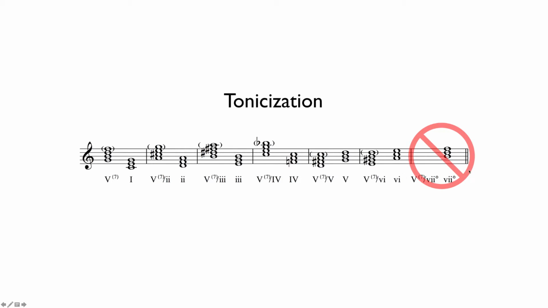We can continue, and the only chord which we cannot tonicize is the seventh degree in a major key because it is a diminished chord, and diminished chords cannot be tonicized because they don't give us any key, any name of key. We need either a major key or a minor key.